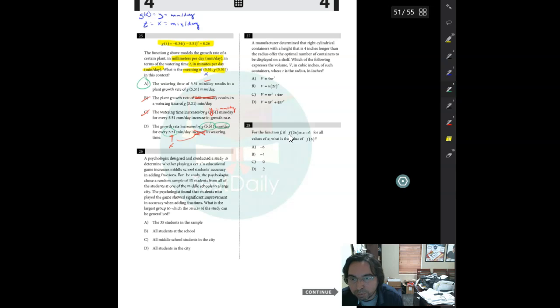The watering time of 5.51 minutes per day results in a plant growth rate of the function of g of 5.51 millimeters per day. That is true, and such along with that. So A is the right answer choice on that one.